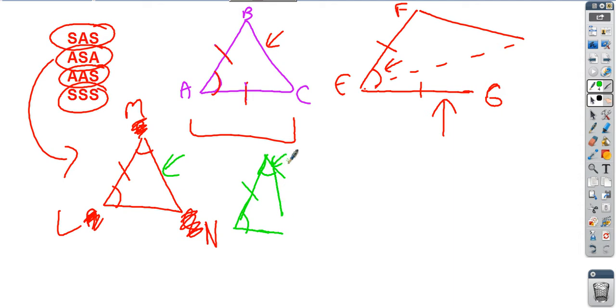So basically what they're telling you with those principles is, if you are restricted on any of those things, if you have a side angle side restriction, or an angle side angle, or an angle angle side, or a side side side, all triangles which have those restrictions are going to be congruent. They're going to be the same.